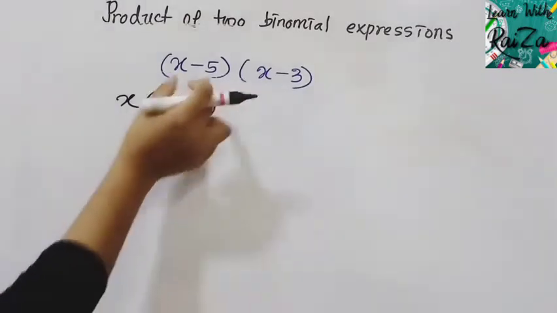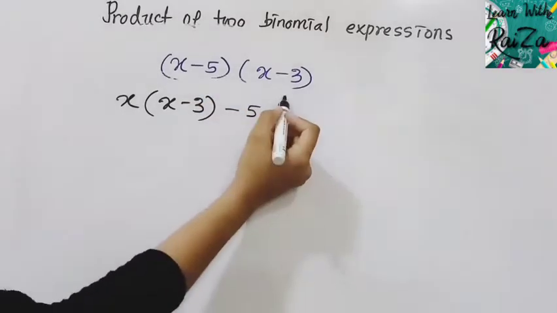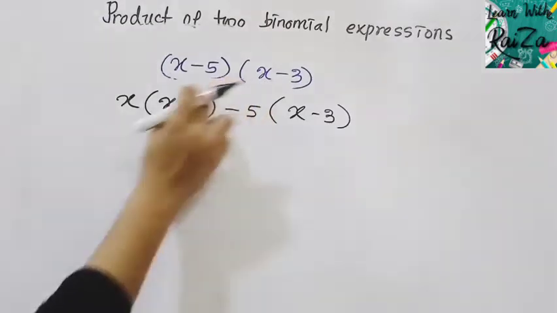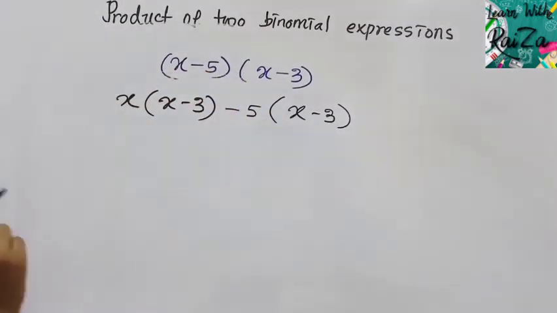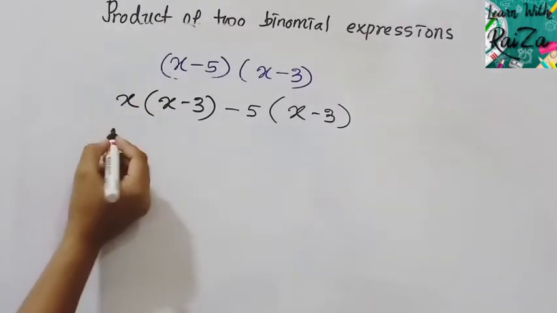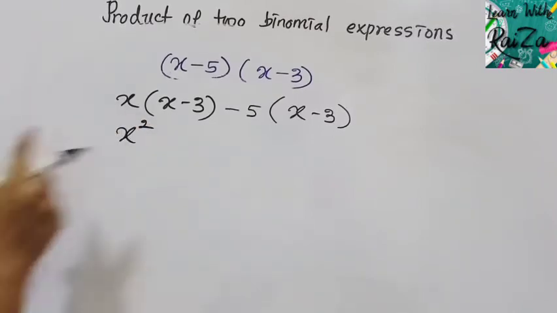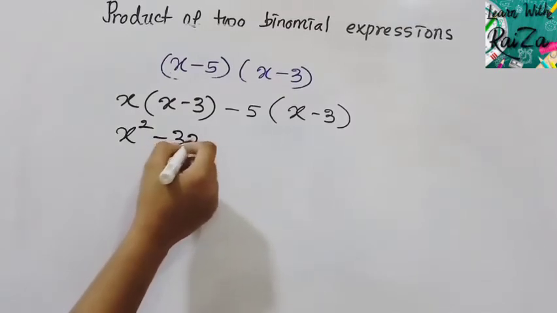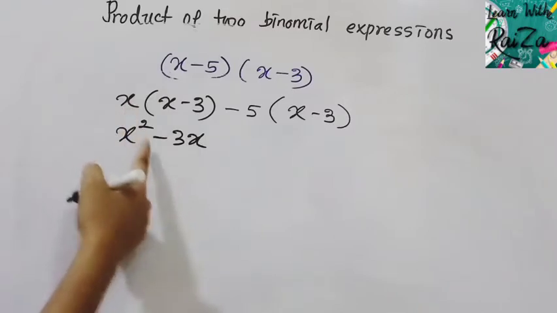And then minus 5 should be taken out, multiplied by x minus 3. Now can you see, we are multiplying x minus 3 by both the terms, x and minus 5. Let's multiply. X multiplied by x will give you not 2x, that is x squared. X multiplied by minus 3 will give you minus 3x, because positive x and negative 3, positive into negative is negative.